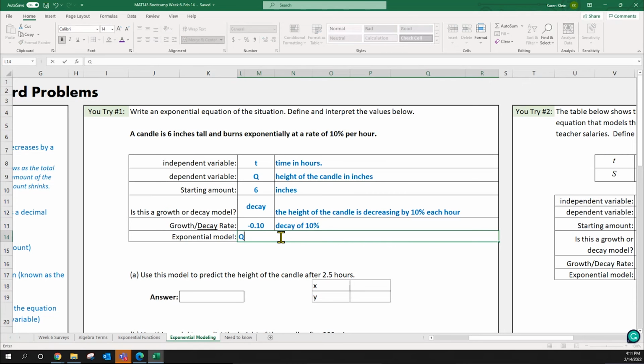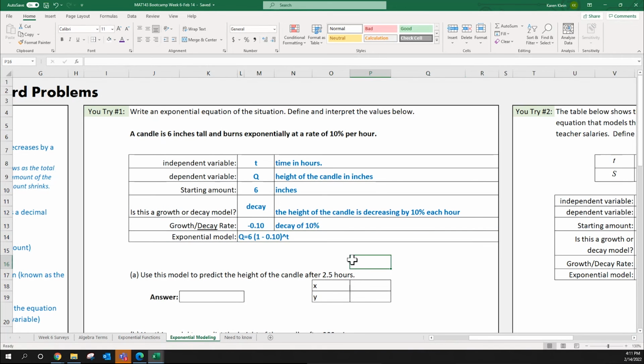So we have our Q formula. Q equals our starting amount, times 1 minus 0.10, raised to the power t. So this would be the expanded form. If we write it condensed, it would be Q equals 6 times 0.90 to the power t. And I could also write this as Q of t. I'm less concerned about how you format it here, but I want you to note that Q and Q of t mean the same thing here.